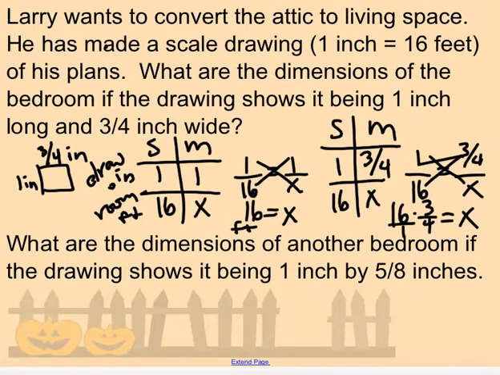We can even do some simplifying. 4 goes into 4 once, 4 goes into 16 4 times. So we would get x is equal to 12. Okay, just 4 times 3. So we see that in reality, this room is going to be 16 feet by 12 feet, because that's what our drawing tells us, and we can use our scale to convert.